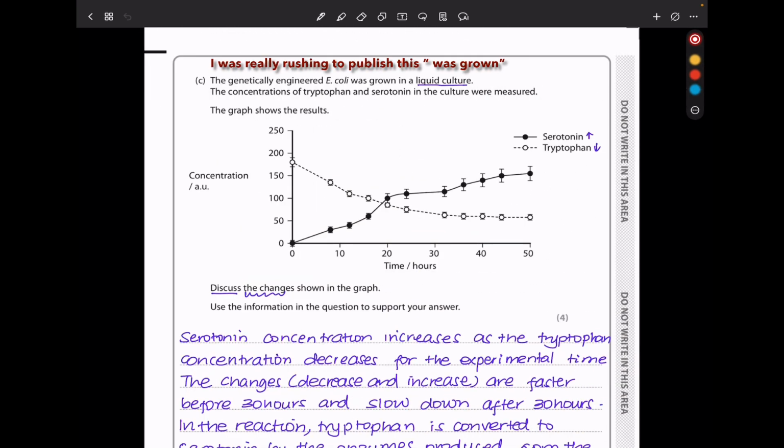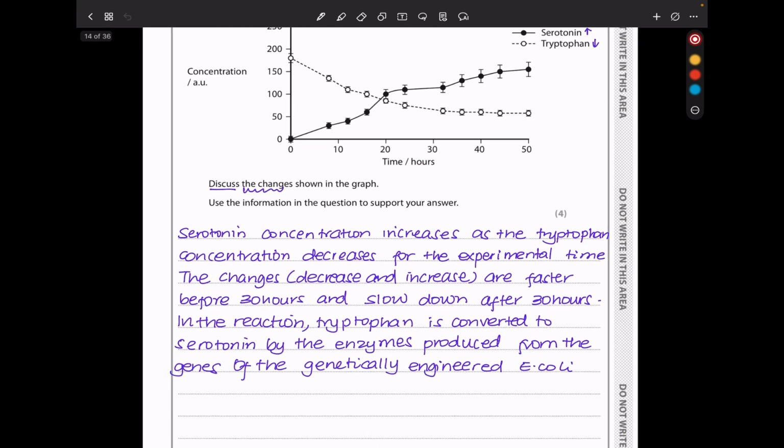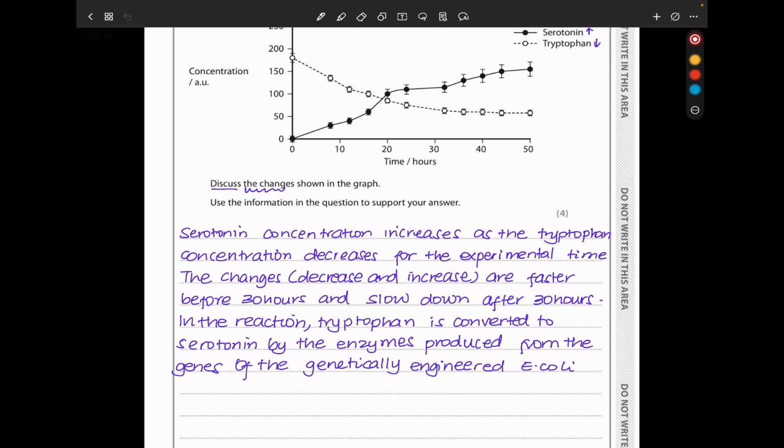In part C, they say the genetically engineered E. coli can grow in a liquid culture. The concentration of tryptophan and serotonin in the culture were measured. The graph shows the results. You remember tryptophan is going to be the reactant and this is the product. So we expect as the reactant decreases, the product is going to be increasing if we give the experiment time. They say discuss the changes shown in the graph and use the information in the question to support your answer.